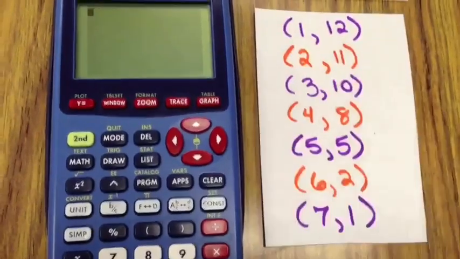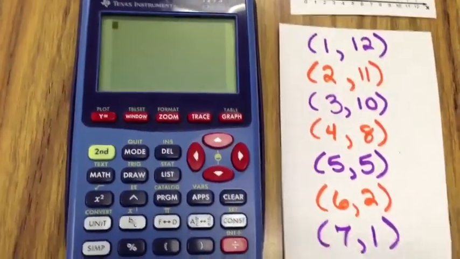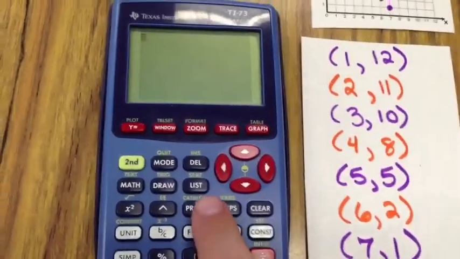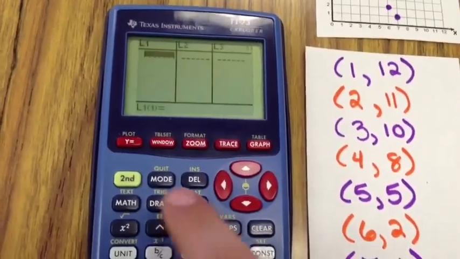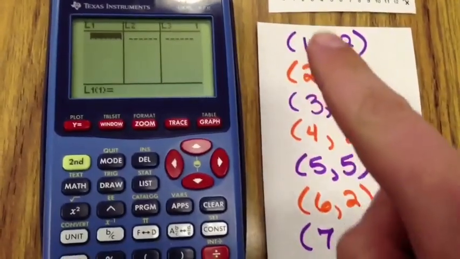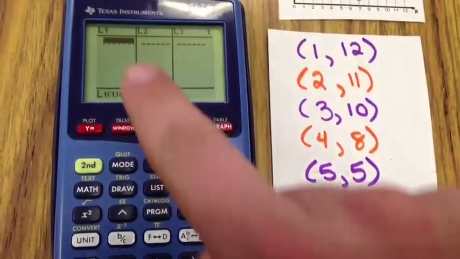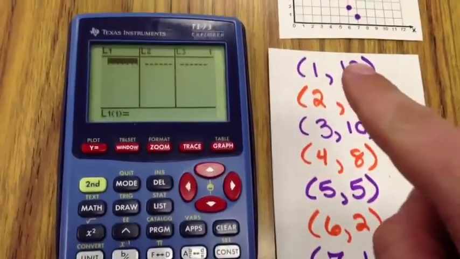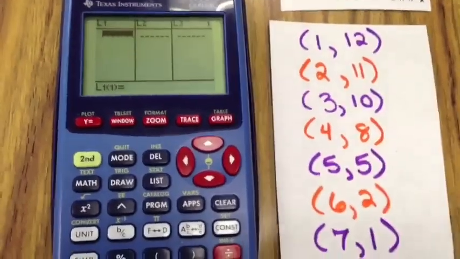All right, y'all, here are my coordinates. This is what I'm going to do first. Y'all do this with me now. Go to the list button in the middle there, list. In L1, I'm going to put my domain, my X values. In L2, I'm going to put my range, my Y values.